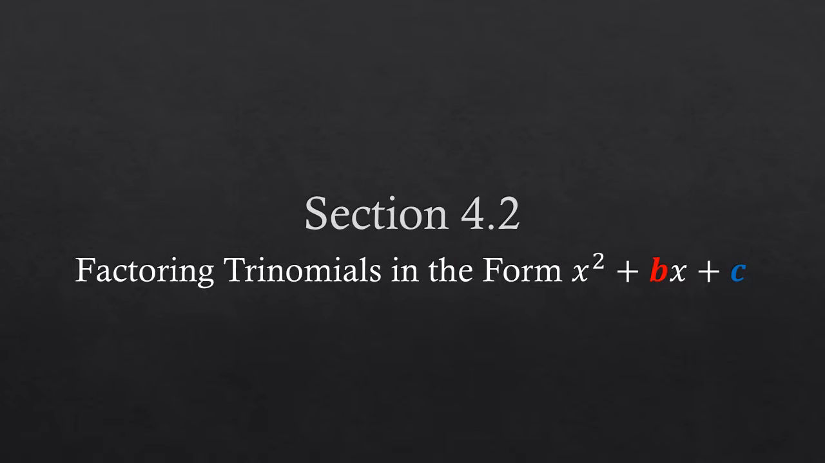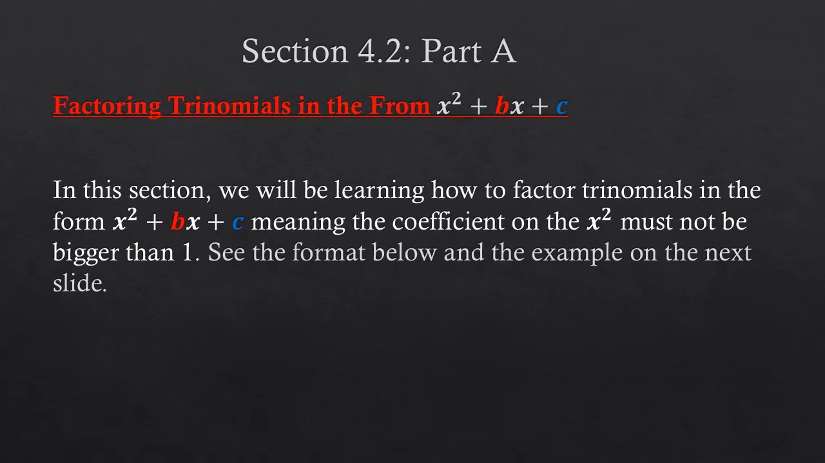Section 4.2, factoring trinomials in the form of x squared plus bx plus c. This is called the BC method. In this section, we'll be learning how to factor trinomials in the form x squared plus bx plus c, the BC method, meaning the coefficient of the x squared must not be bigger than 1.